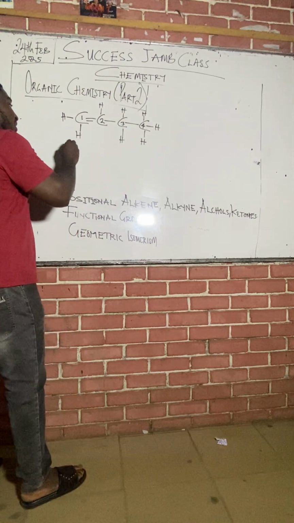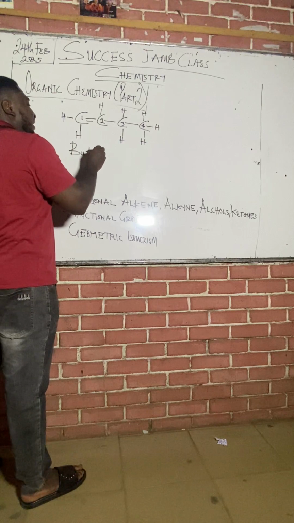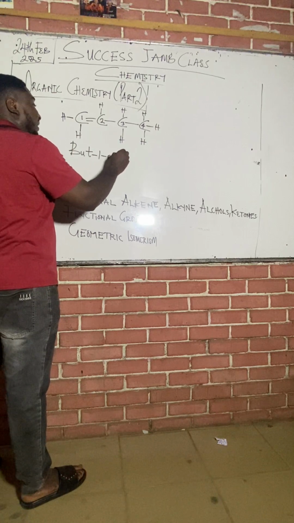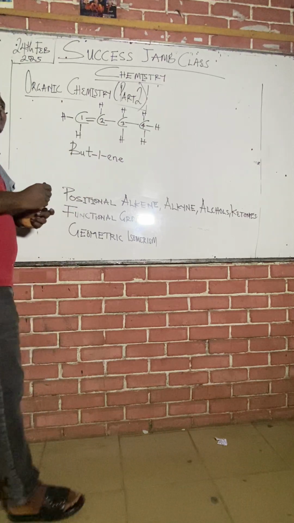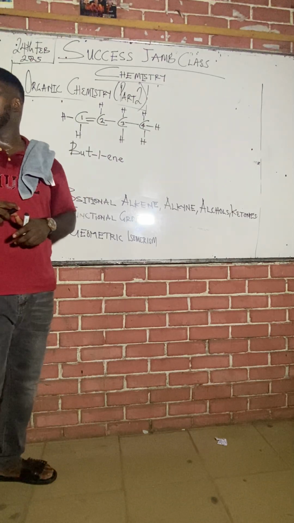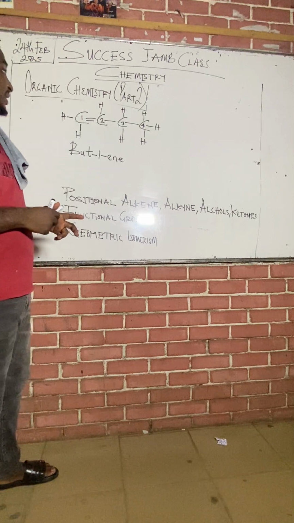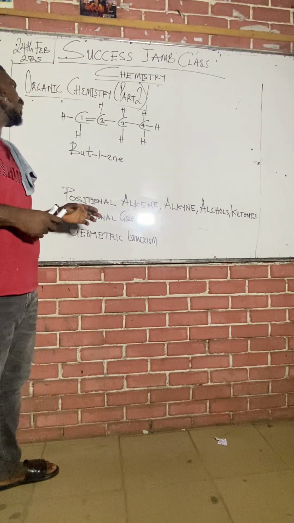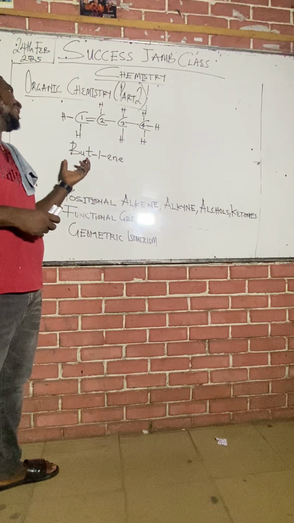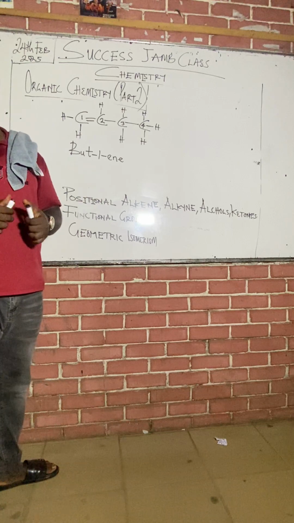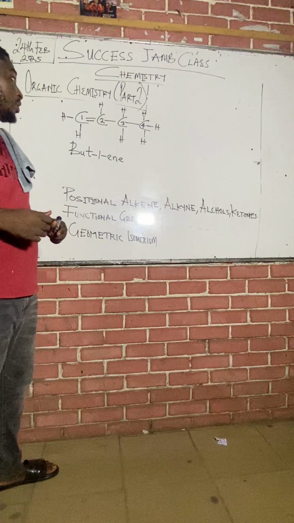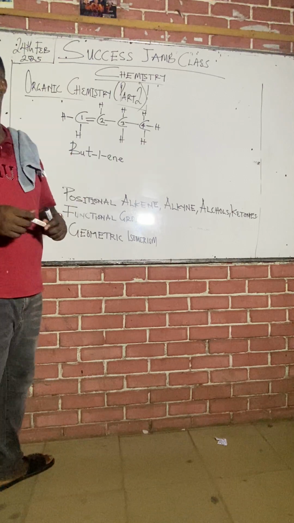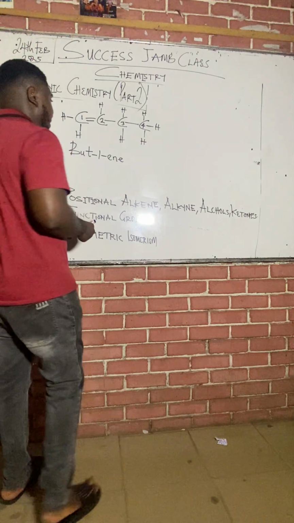So this is but-1-ene, because anytime there's a double bond between two carbon numbers, we ascribe that double bond to the lesser carbon number. I said it in the last class. Anytime there's a double bond between two carbon numbers, we ascribe the double bond to the what? The lesser carbon number, which is carbon 1. So this is but-1-ene.